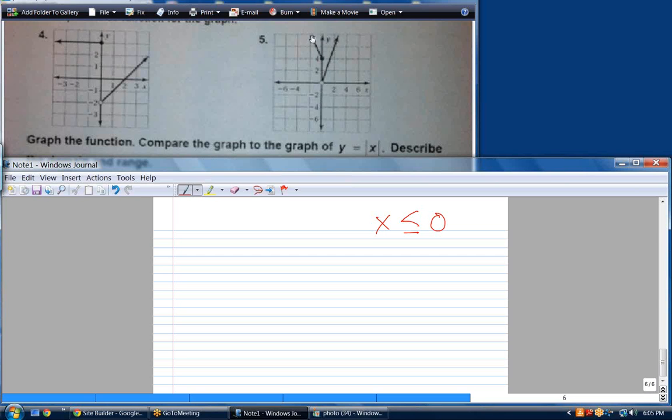Now let's define that function right there. What's the y-intercept of that function? 4. What's the slope?